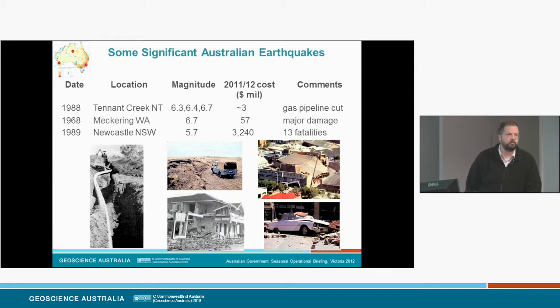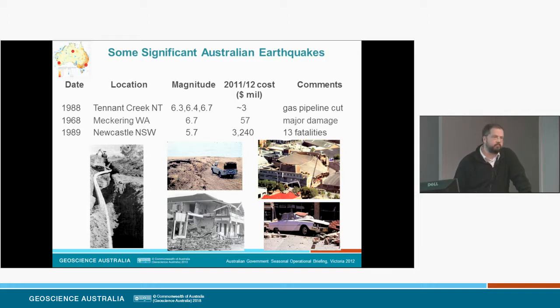Here's an example of a much smaller earthquake, magnitude 5.7, Newcastle. Now, magnitude is a logarithmic scale, so this released about 30 times less energy, but it occurred in a populated area, and according to the EMA disaster database, in modern terms that would have been a $3 billion disaster, killed 13 people. Yet it was a much smaller earthquake. So you can see that for earthquakes in terms of impact, it's all about location, location, location.